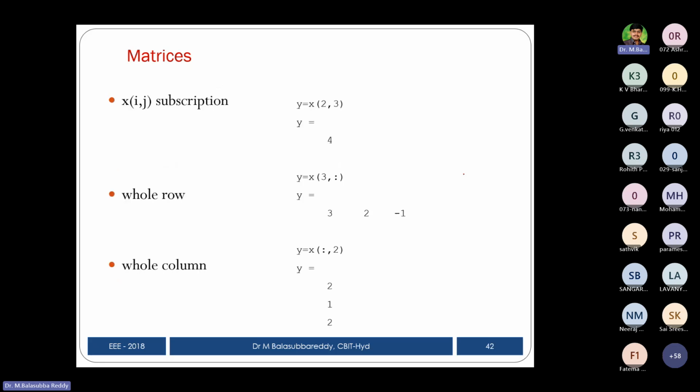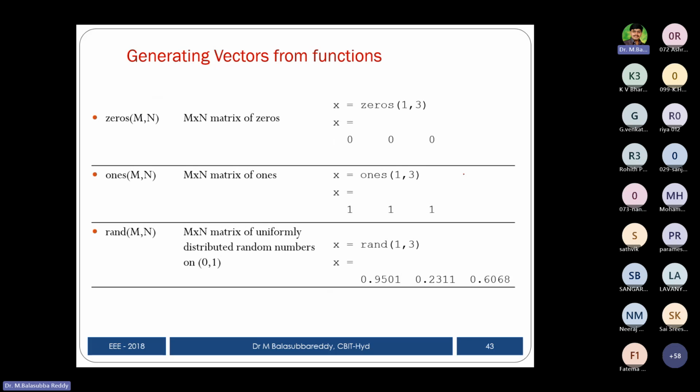Now you may know this x is given, and the transpose with the dash will give the transpose of that. And here also y is equal to x of 2 comma 3, second row and third column, and x of 3 comma colon, third row of all columns, x of colon comma 2, all rows of the second column. Like that we can get it. This we already mentioned: zeros of m comma n means m rows n columns of only zeros, and ones of m comma n, m rows n columns of only ones. And you can see rand m comma n.